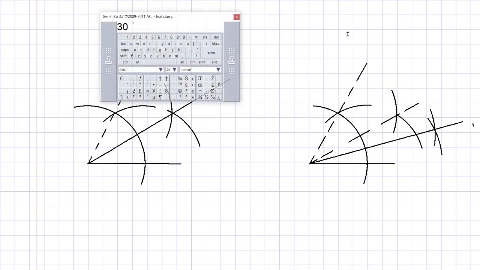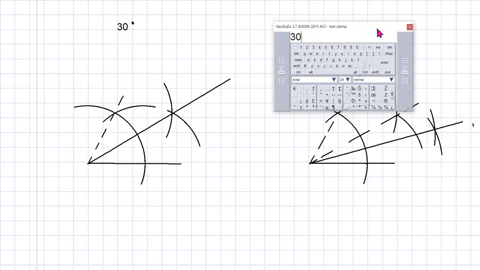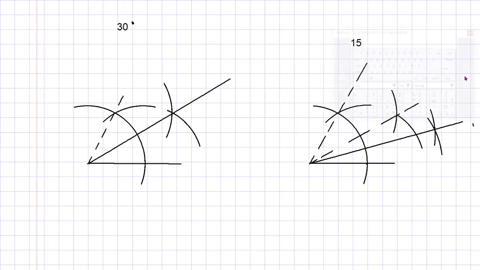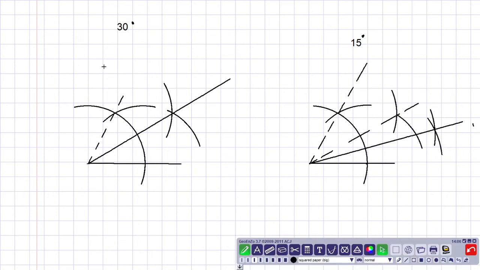Let's name that 15 degrees. Now you know how to get 30 degrees angle and 15 degrees angle also. Now let's construct 75 degrees angle.